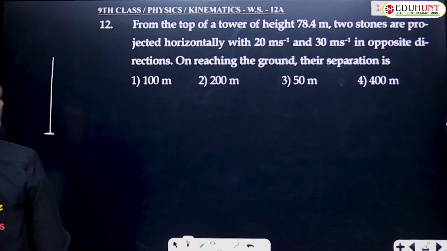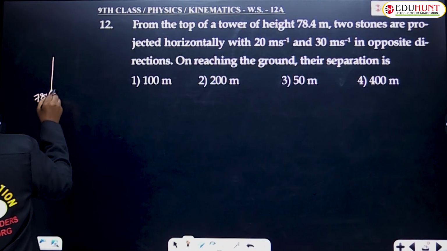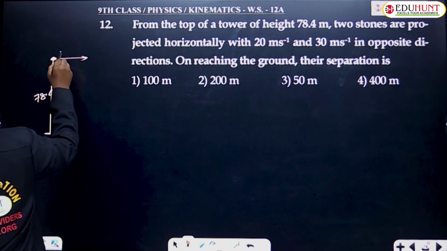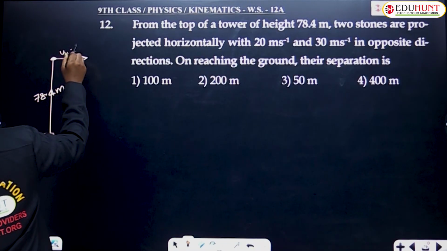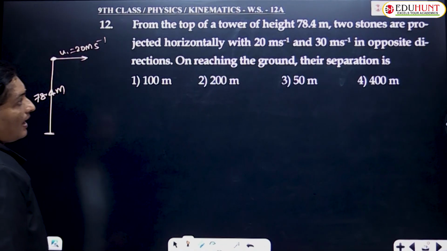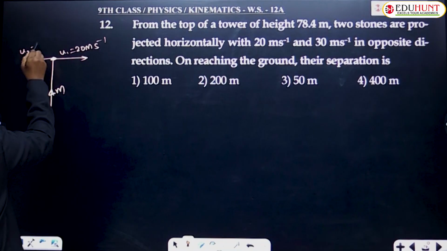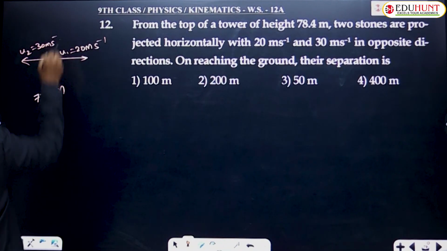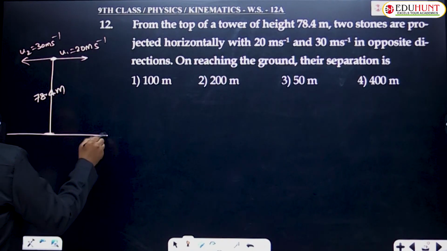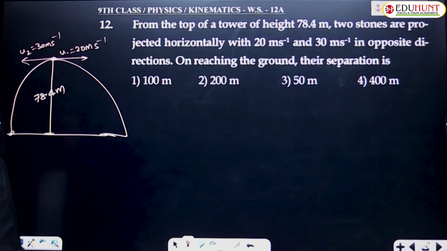So here a tower is being given. The height of the tower is given as 78.4 meter. From the tower, one stone is thrown with a speed of u1, I am taking it as 20 meter per second in one direction, and another stone is thrown with a speed of u2, let me take it as 30 meter per second in the opposite direction. On reaching the ground, this stone will move in this direction.